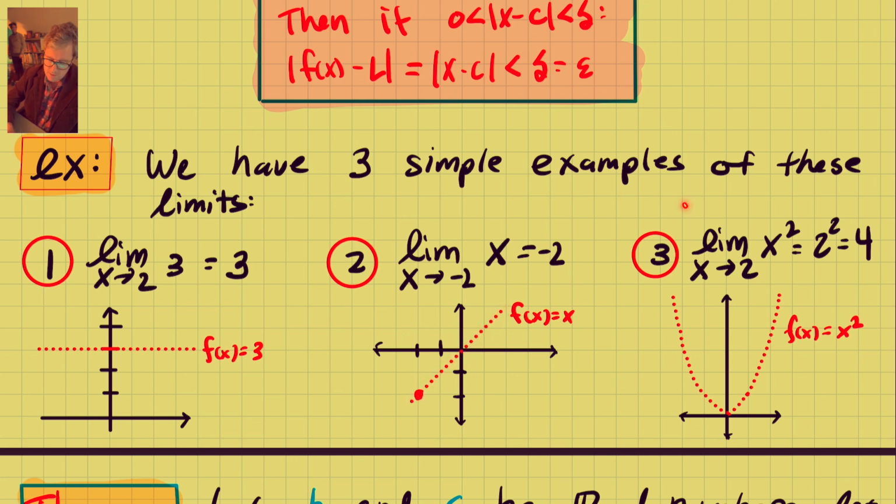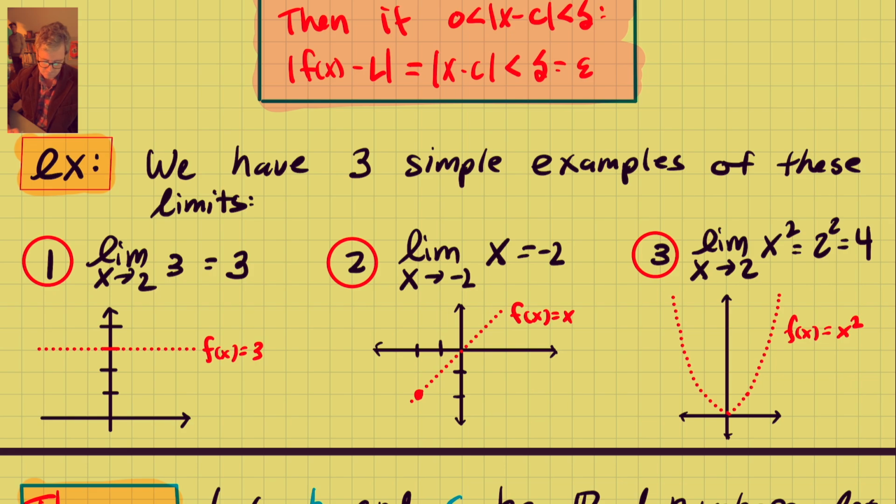And then finally, the limit as x approaches 2 of x squared is equal to 2 squared. So you just plug in the limit point, and you get the limit. Here's what that looks like. It's a nice, smooth quadratic function, no holes, nothing to worry about. As you approach 2, the value of the function approaches 4, and there you go. So those are 3 simple examples of the first theorem.